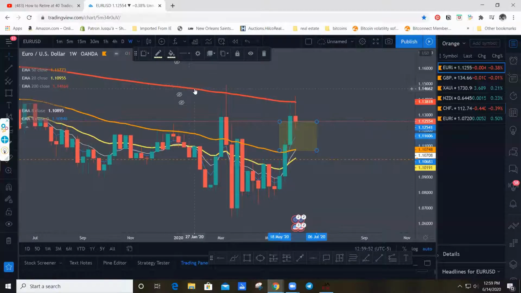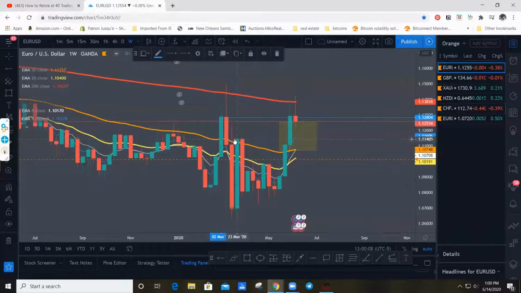Just based off of the moving averages and support and resistance, there's a strong resistance right here. And then the next one would be where that structure was at. Yeah, right here.